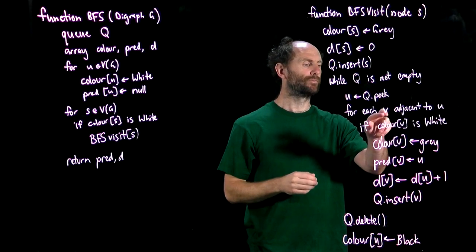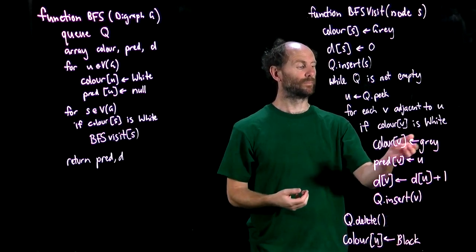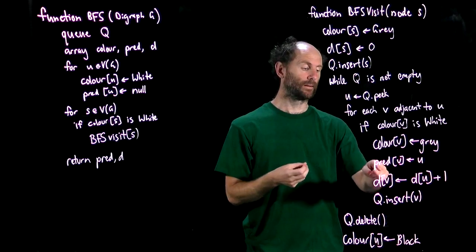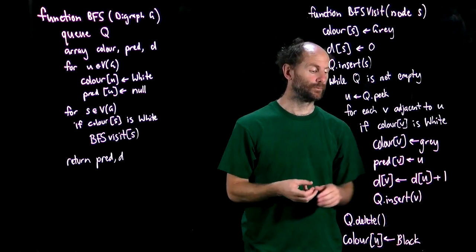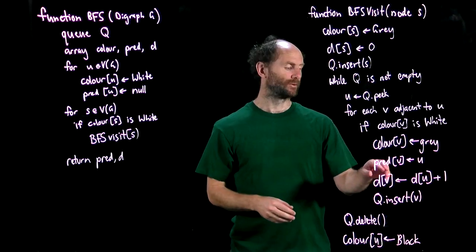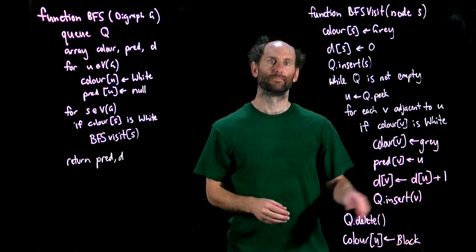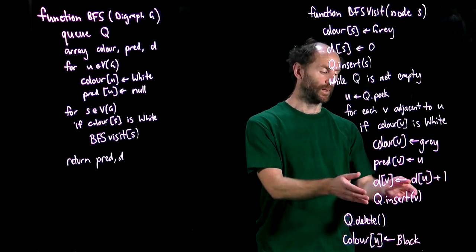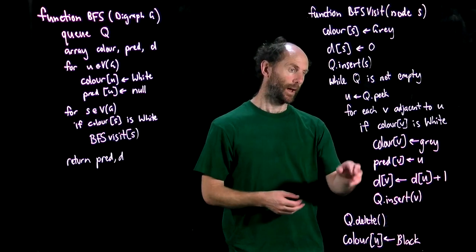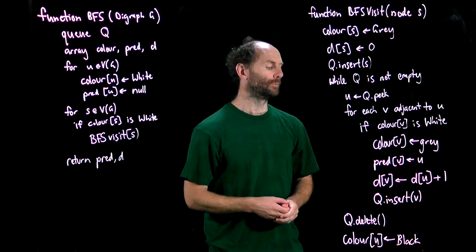So for each V which is adjacent to U, if it's a white node, we'll visit it, we'll colour it grey, we'll record which arc we crossed to get there, so we'll set the predecessor of V to be U, and then we'll set the depth of V in the tree, which will just be the depth of U plus 1. Okay, so then we'll store our newly turned grey node V in our queue, and we'll go to the next white out neighbour of U.